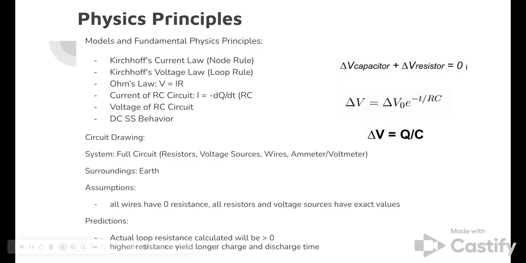The current of an RC circuit is negative dQ over dt, along with the voltage of an RC circuit and DC steady-state behavior. For the circuit drawing, our system was a full circuit made with resistors, voltage sources, wires, an ammeter, and a voltmeter. Our surrounding was the earth, and some assumptions we acted upon in this experiment were that all wires have zero resistance, and all resistors and voltage sources have exact values. Some predictions that we had for this experiment were that the actual loop resistance calculated will be greater than zero, and a higher resistance yields longer charge and discharge time.